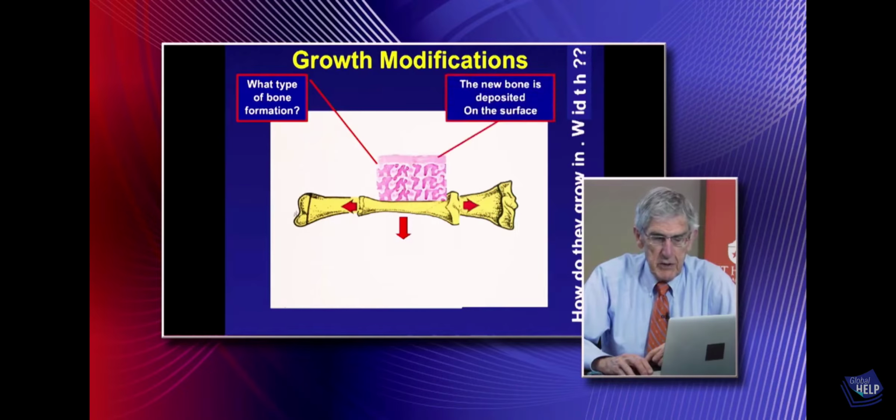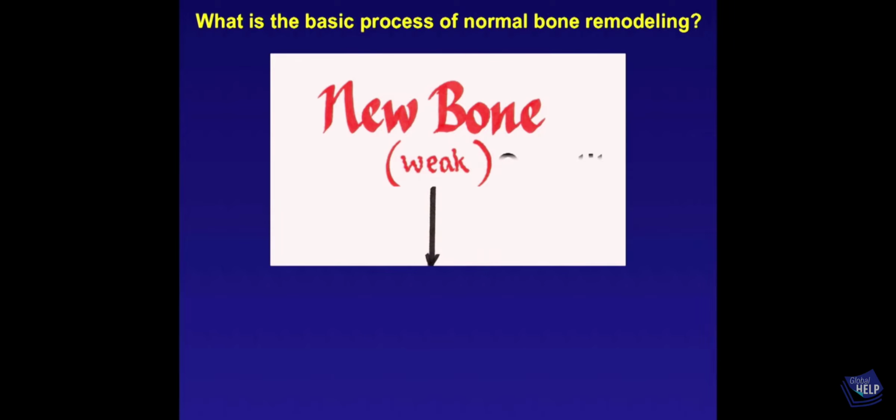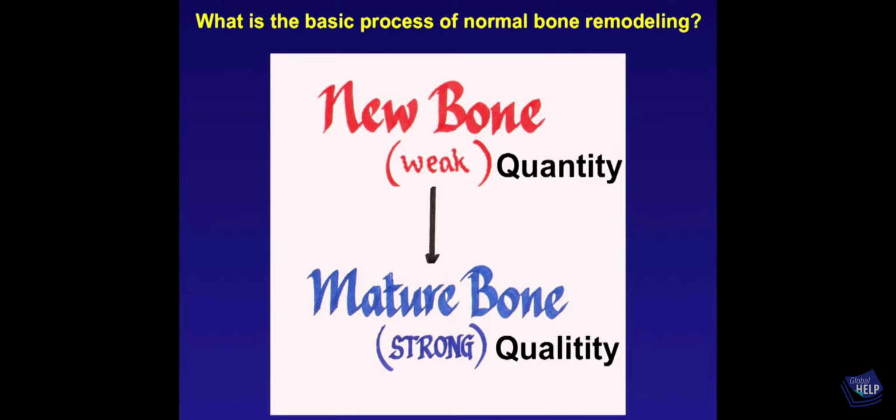So, now, let's look at the basic process of normal remodeling. This is the beauty of treating children because they do have a tremendous remodeling capacity. Really, when you have a bone as it's growing, it starts out and it produces new bone, which is weak. It produces a lot of quantity of bone. It's very immature, it's not laid down along lanes of stress. And then with time it gets remodeled into strong bone, in which we now have quality bone.